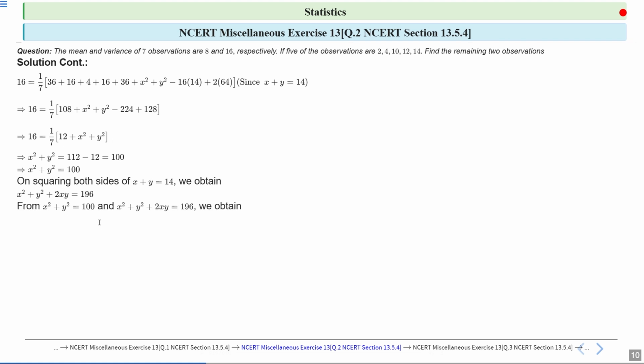So from x square plus y square equal to 100 and x square plus y square plus 2xy equal to 196, we will obtain 2xy equal to 196 minus 100. And it implies 2xy equal to 96.